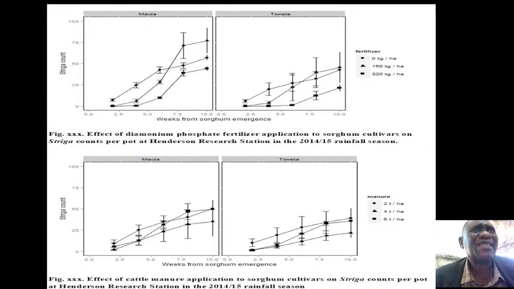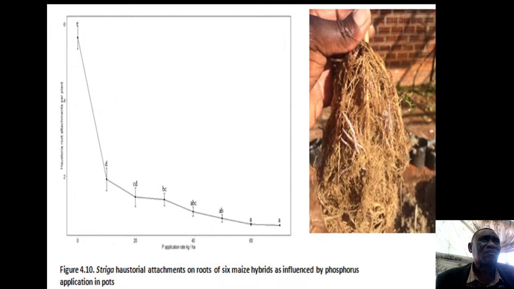Anyway, these graphs just show that application of phosphate reduced the Striga infection in sorghums. Also here it shows that increasing phosphorus also reduced the Striga incidence in maize. This is the maize with the Striga attachments.